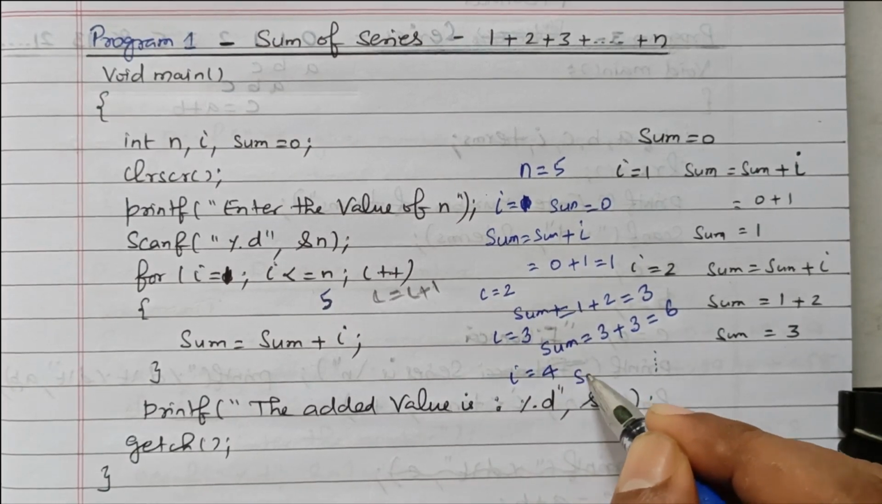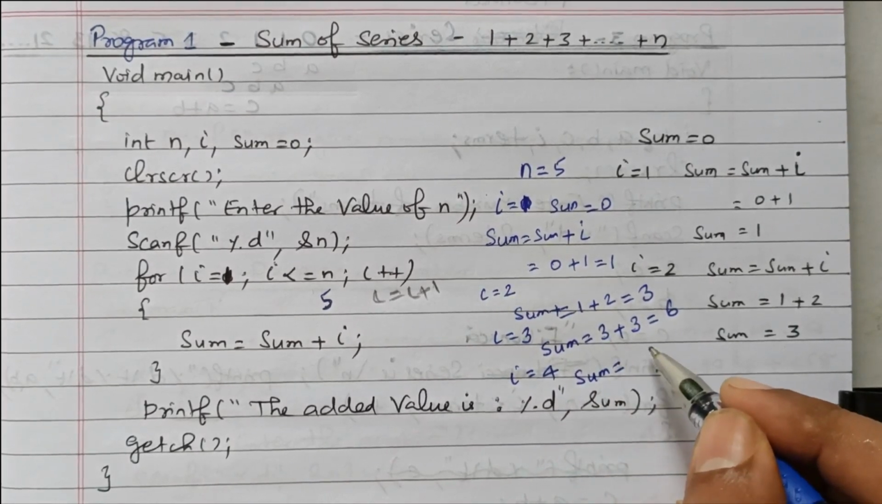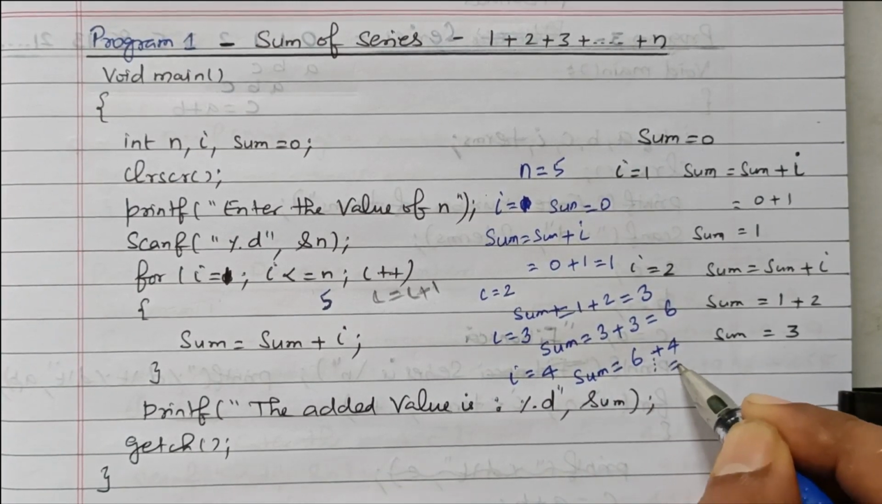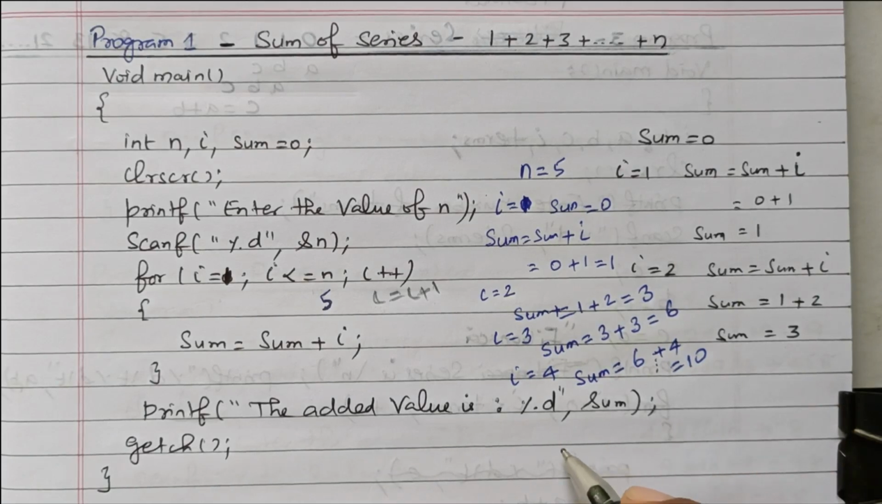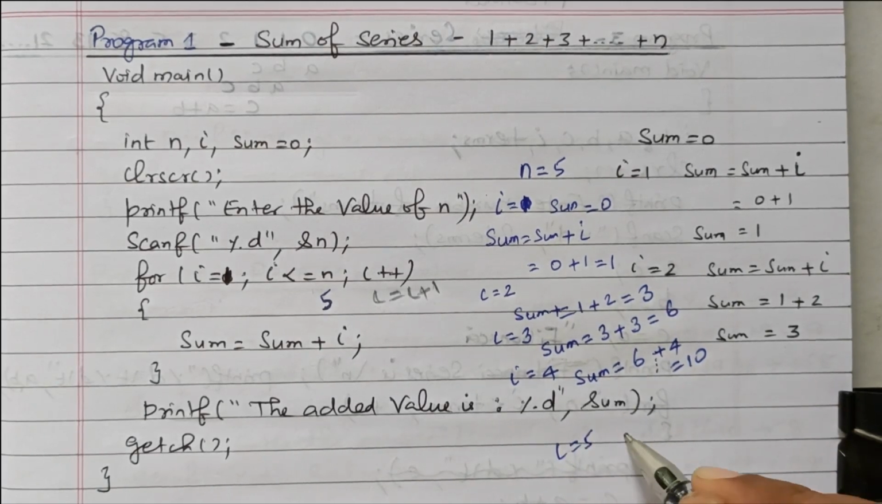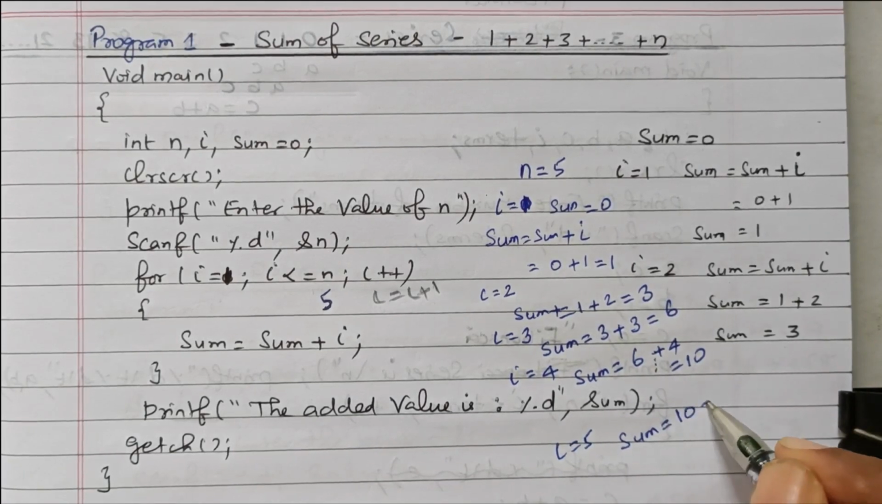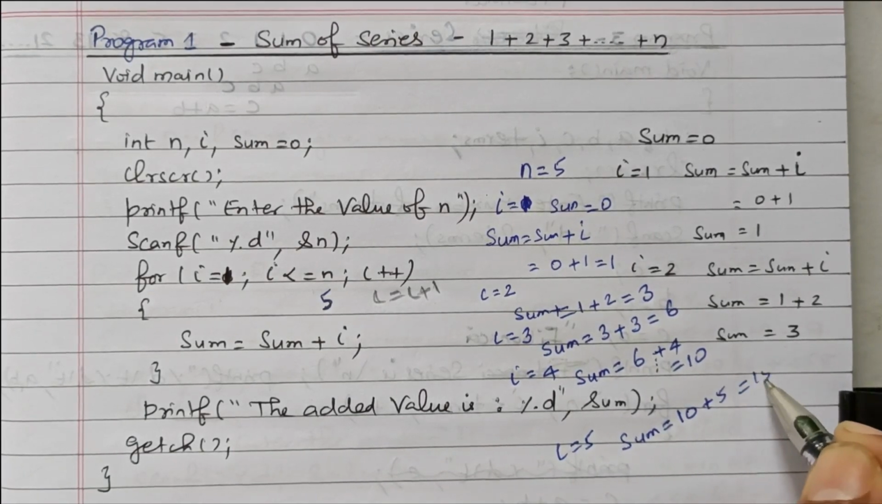Incremented to 4. Sum equal to sum plus I. Now the sum value is 6. So 6 plus 4 equal to 10. Again I equal to 5. The sum equal to sum plus I. The sum value is now 10. 10 plus 5, 15. Right.